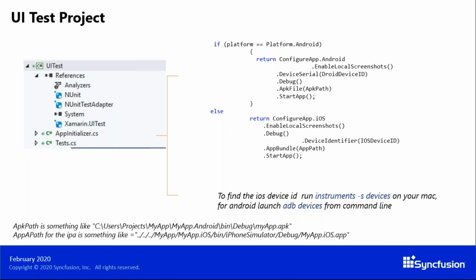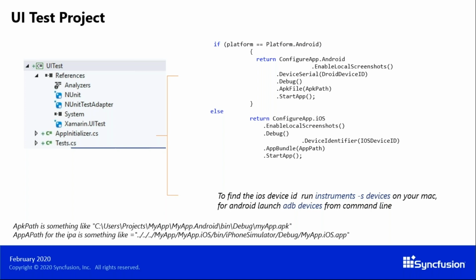The UI tests we're going to write can be platform specific. So even if we are writing one application, you may have something specific for Android and for iOS. So you can divide your tests. Otherwise, you can write the same test for the application.